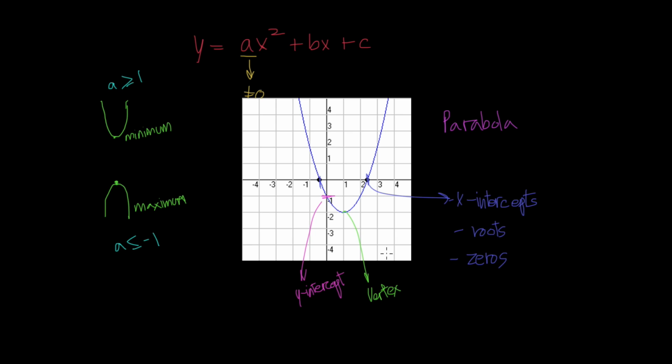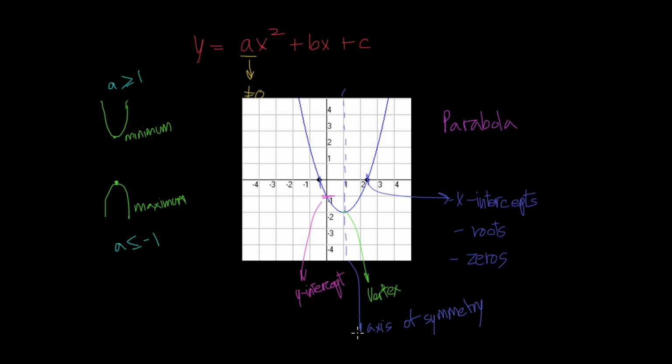So the line that passes through this vertex here is known as the axis of symmetry. Symmetry. And that's because on either side of this line, the graph is symmetrical. It's almost like a mirror image because it cuts the graph exactly at its vertex.